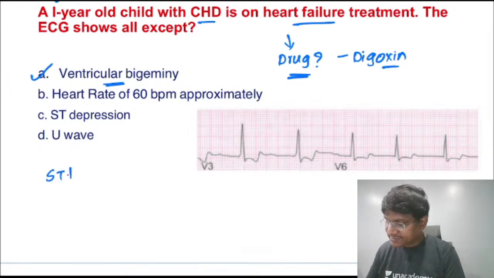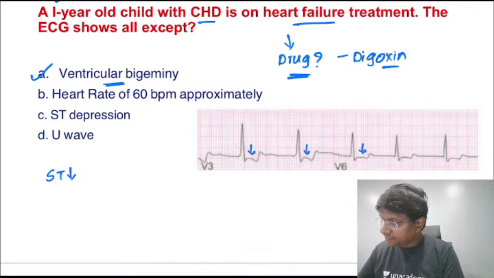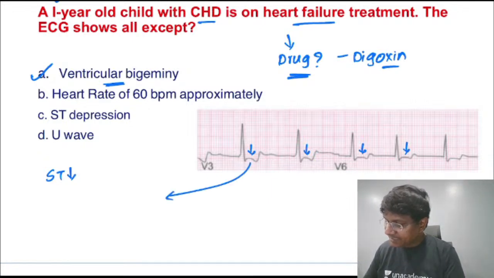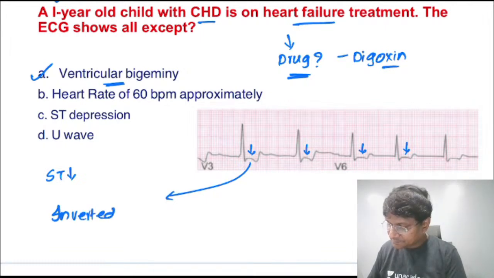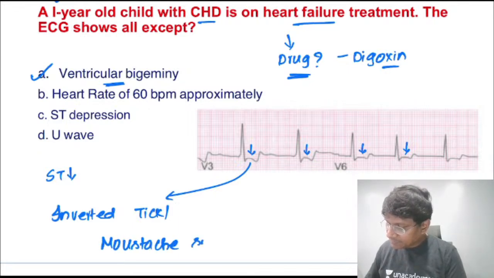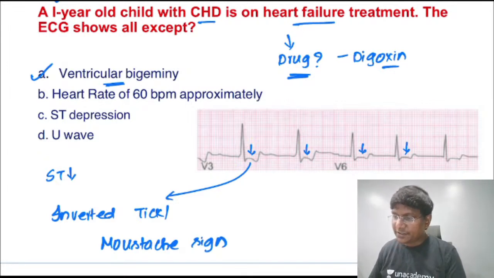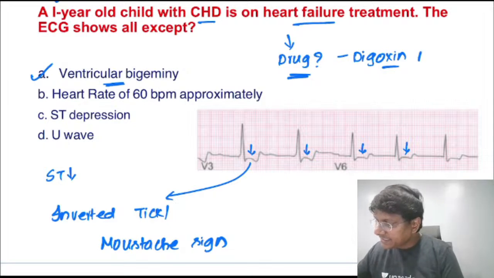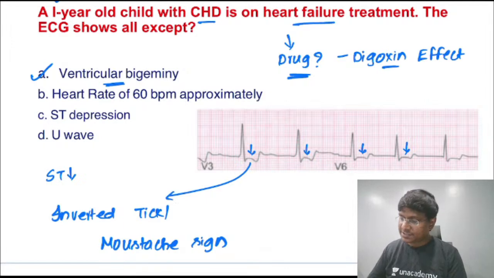Number one, there is ST segment depression. And what is the morphology of the ST segment depression? It is like an inverted tick pattern. Right? It is an inverted tick pattern, or we also call it the inverted mustache sign. This inverted tick pattern or inverted mustache sign is very much suggestive of the digoxin effect.